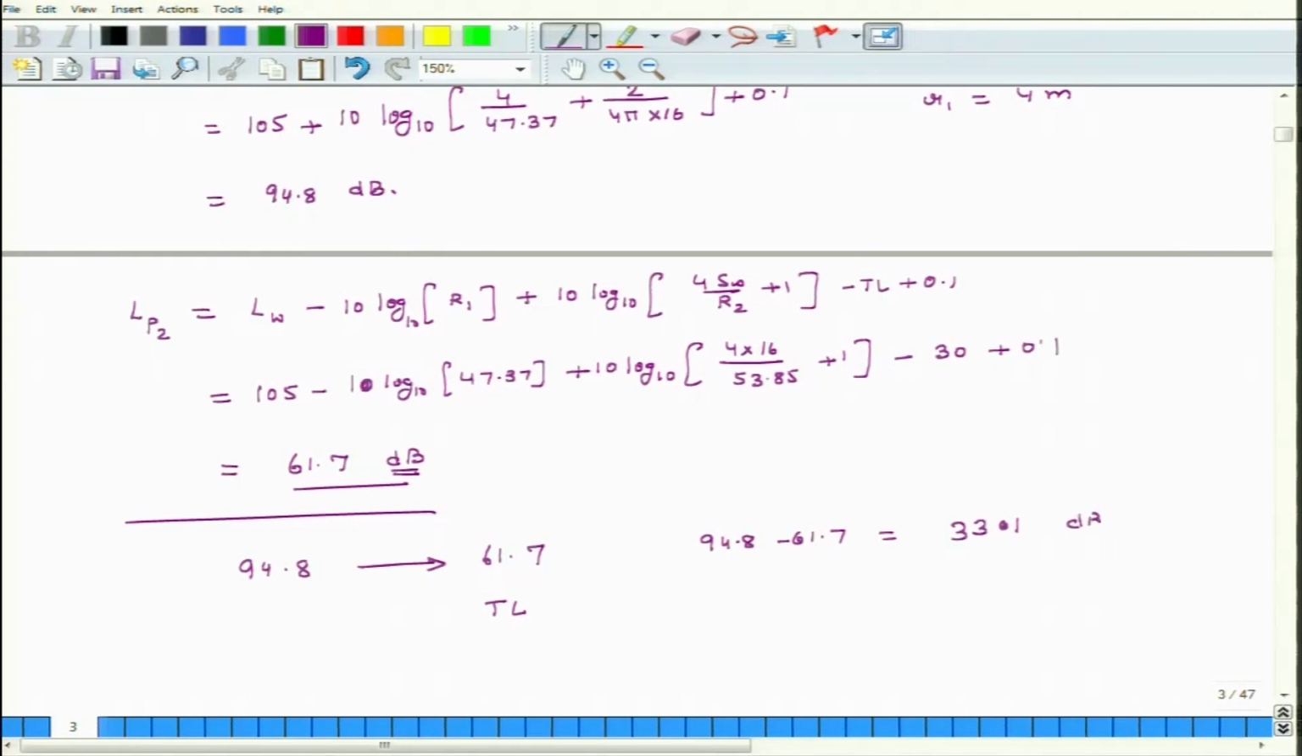There is a loss of 33.1 decibels, and out of those 33 decibels, transmission loss is responsible for 30 decibels in improving the sound pressure level and reducing the sound pressure level. The remaining 3 decibels are attributable to this parameter and this parameter. Bulk of the sound pressure level reduction is attributable to just this thing. Okay.